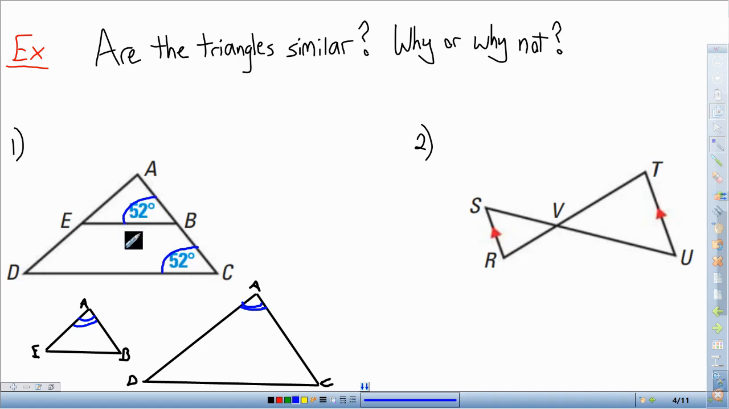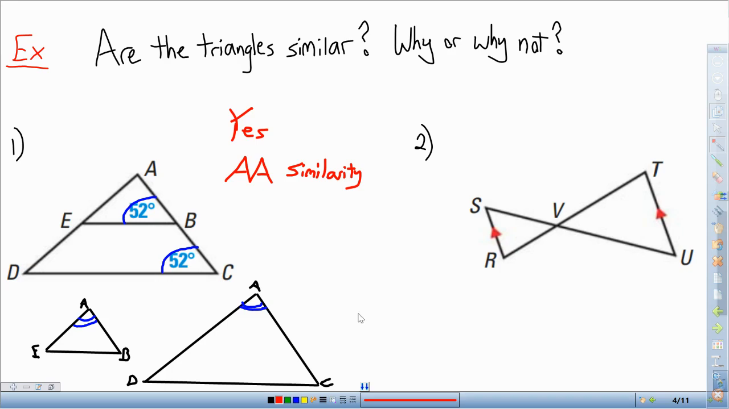Okay, so do we have two pairs of corresponding angles that are congruent? Yes. So are these triangles similar? Yes. Okay, so they're similar. Why or why not? This is really us showing why, but let's just point out it's because of angle similarity. That's not how you spell it. There you go. Similarity. That's how you spell it, I think.